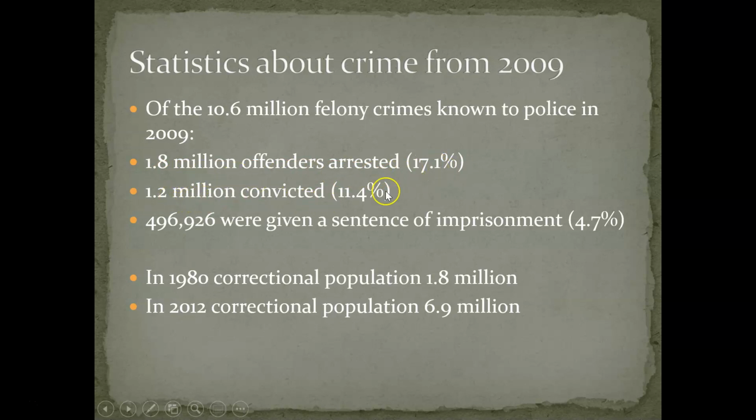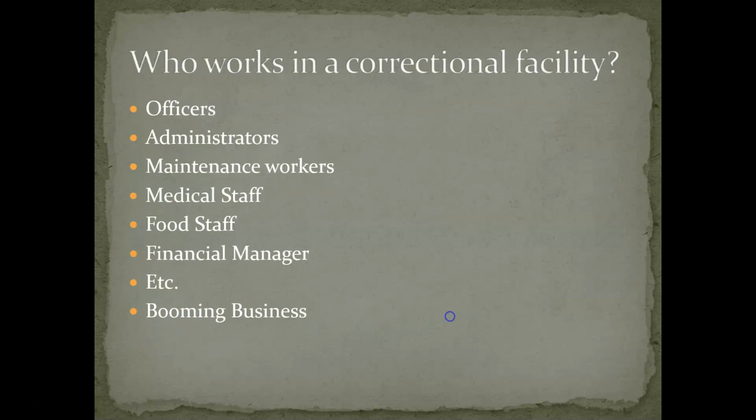1.2 million were convicted, only 11%. And 496,926 were given a sentence of imprisonment, which is only 4.7%. In 1980, the correctional population, so that's how many people in the United States were in custody, was 1.8 million. In 2012, 6.9 million. Big numbers, okay?